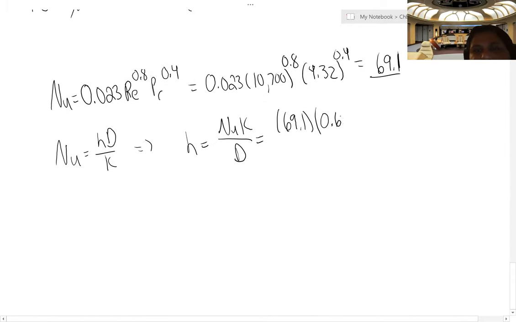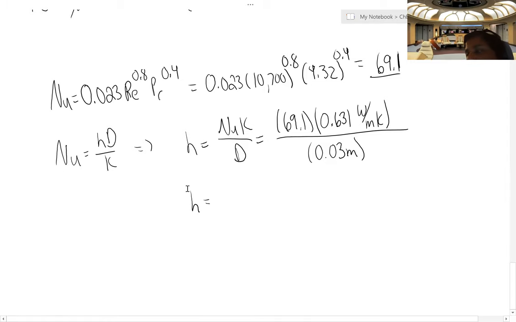So 0.631 watts per meter Kelvin, thanks Google, divided by diameter 0.03 meters. And so for this problem, my heat transfer coefficient is approximately 1,453 watts per meter squared Kelvin.